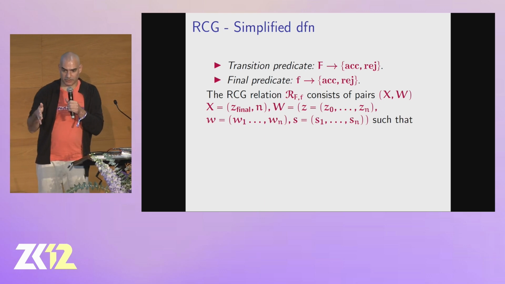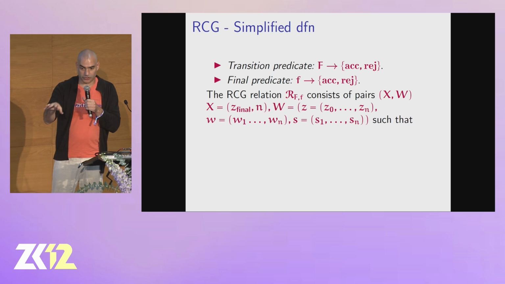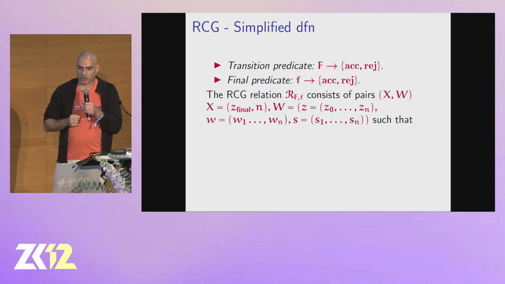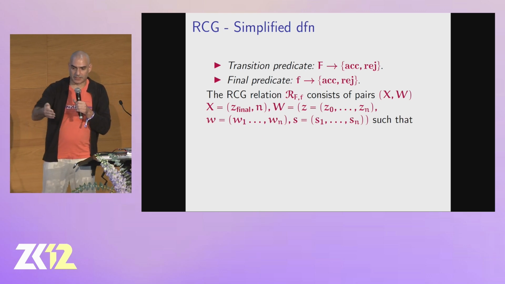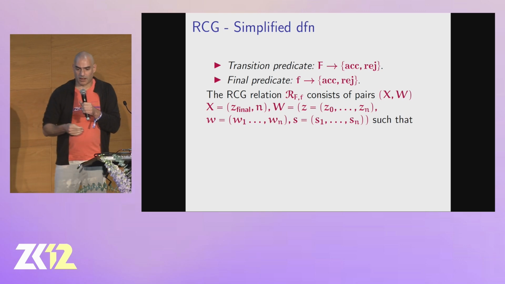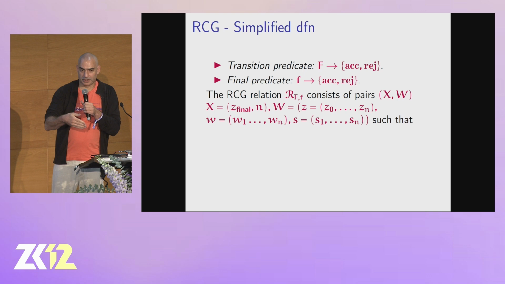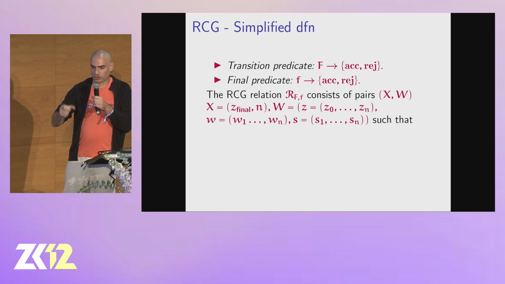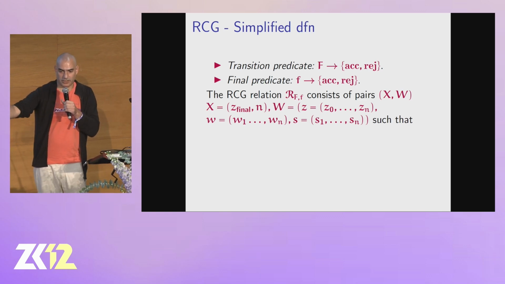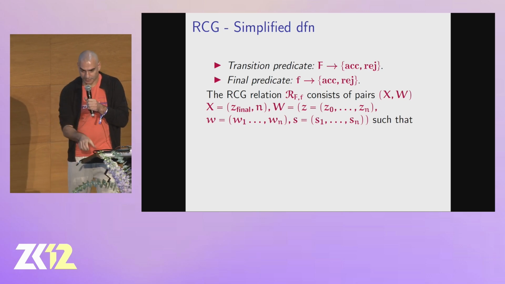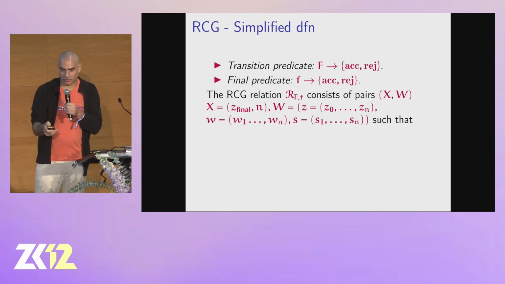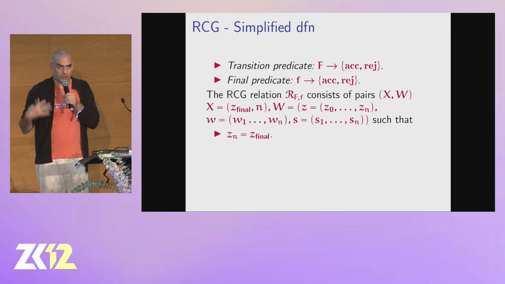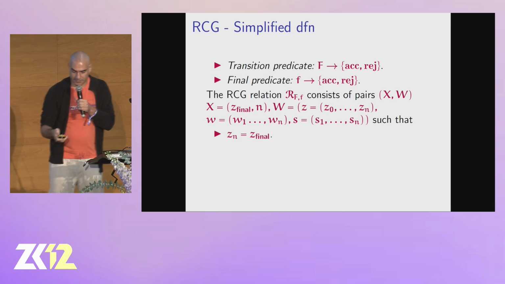And w contains 3 vectors, z, w, and s, where intuitively, z is going to be the different states we go through, w is going to be the witnesses that get us through those states, and the s's are the chunks of the global state we use in each iteration. So we say that (x, w) is in the relation if we end, z_n is z final, so we end in the desired final state.